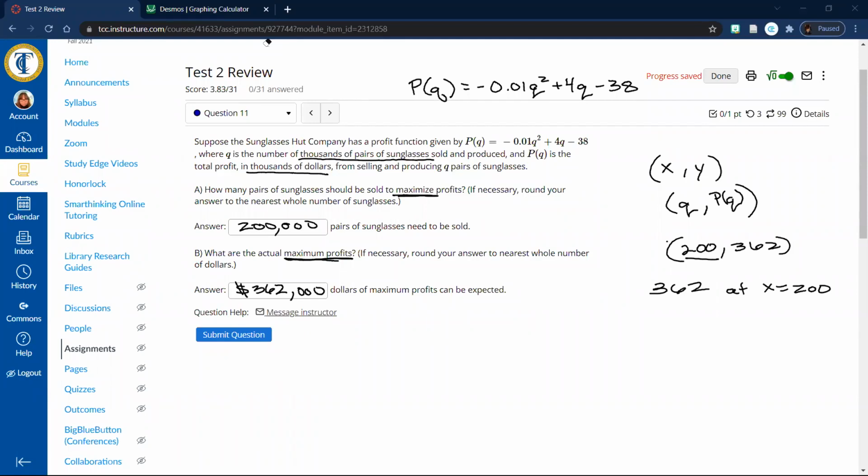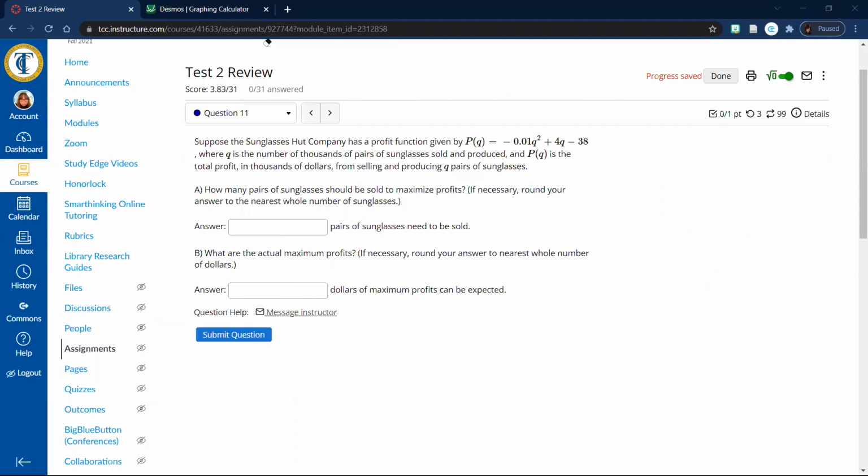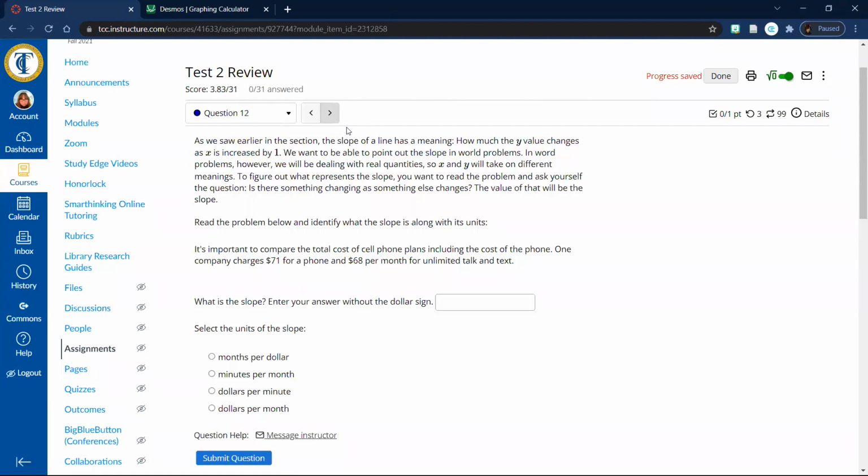Any questions about this particular word problem? Okay. And again, a lot of the word problems are like this, where you're looking for a specific thing, maximum or minimum, especially if it's a quadratic. And you just have to be careful on how you're answering it. Gotcha.